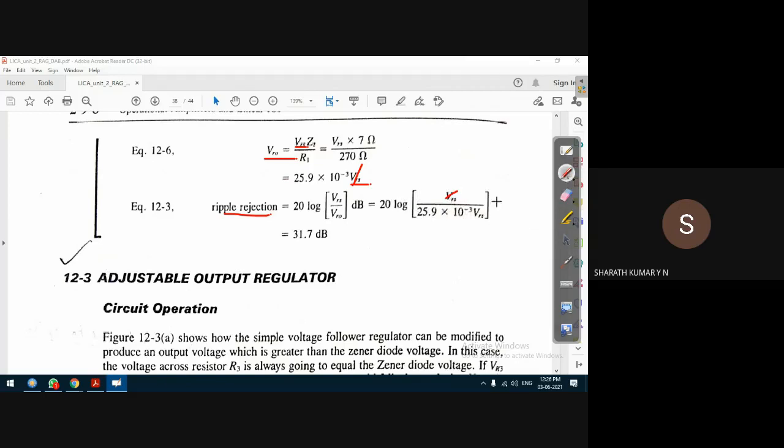So it is a constant value now. This two cancels, and in decibel it is 31.7 dB. What should have been this factor is ideally VRO should be 0. Ideally it should be 0. This should have been a very small value. In that case, this should be infinity. Ripple rejection should be a very maximum value. So higher the ripple rejection, better is the performance of a DC voltage regulator.